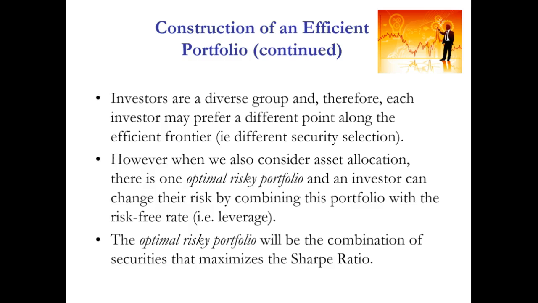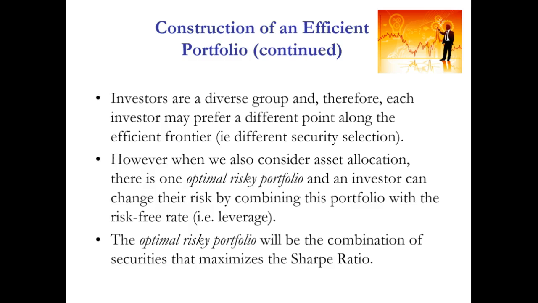So when we're going about constructing our optimal risky portfolio, we know that there are a selection of different portfolios that we could choose along that efficient frontier. However, we need to select one of these portfolios as part of our security selection decision and then combine that risky portfolio with the risk-free rate as our asset allocation decision. Therefore, of all the possible portfolios along the efficient frontier, we need to select one risky portfolio. And there is one risky portfolio that should be preferred over the rest. That is known as the optimal risky portfolio.